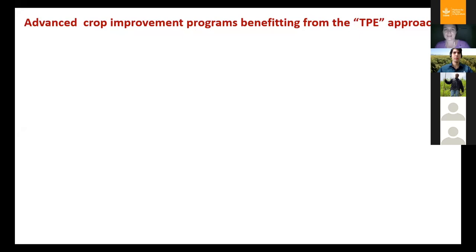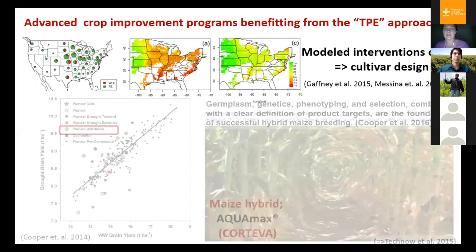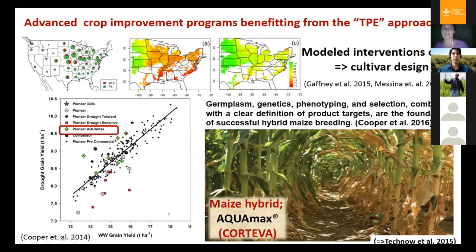My beloved example is from Corteva, and the maize hybrid program for the US Corn Belt, where there have been huge modeling efforts to characterize what's going on in maize production systems in the US. Basically, based on this environmental characterization, or we can also call it TPE, the team designed their product in silico. And then they went to in vivo creating such a product, and Eureka, it actually worked, and it was the most successful, and it still is the most successful product for the US Corn Belt as far as I know.